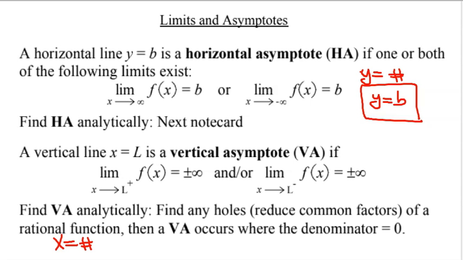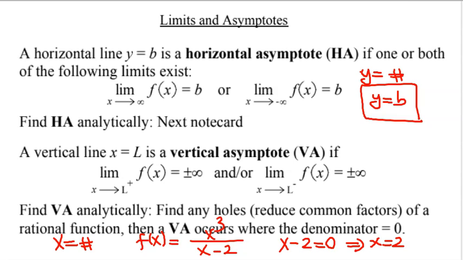So let's say we have this f of x function: f of x equals x cubed over x minus 2. There's only one thing that makes this denominator go to 0, which is 2. When you set x minus 2 equal to 0, we get x equals 2. When you substitute x equals 2 back into the denominator, we end up with 0, and it also makes the entire function undefined. So x equals 2 is going to be our vertical asymptote.